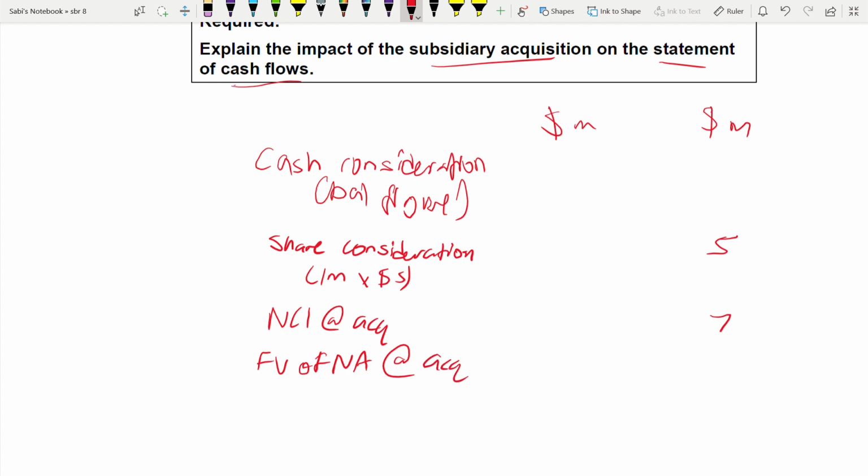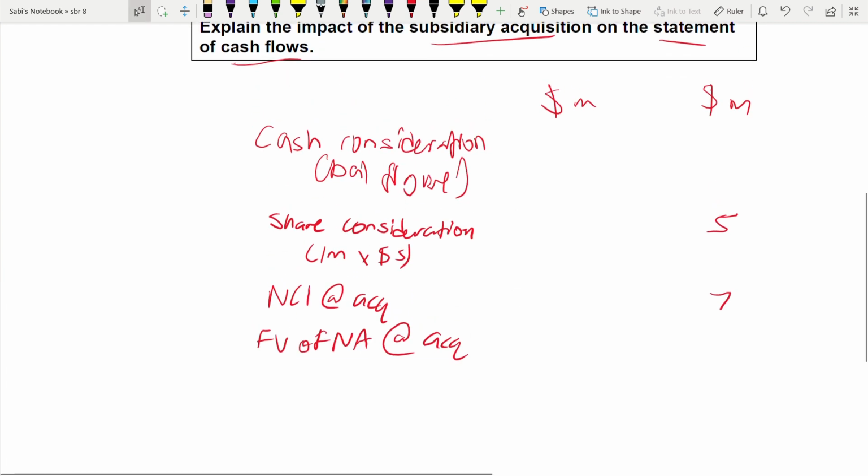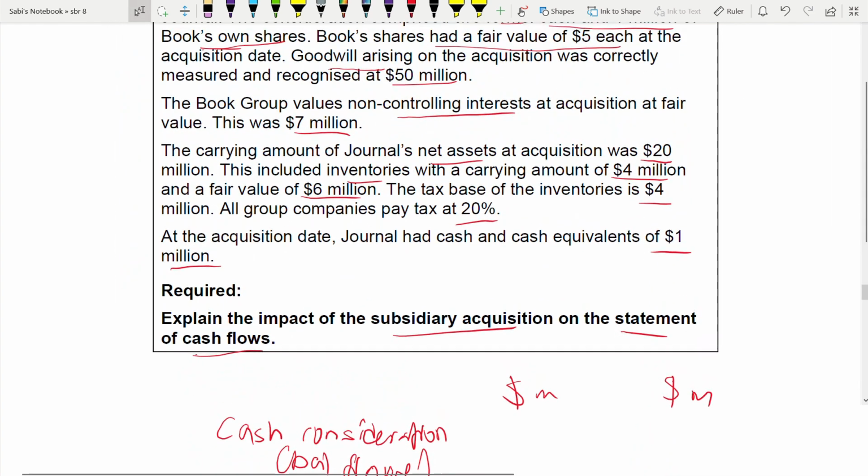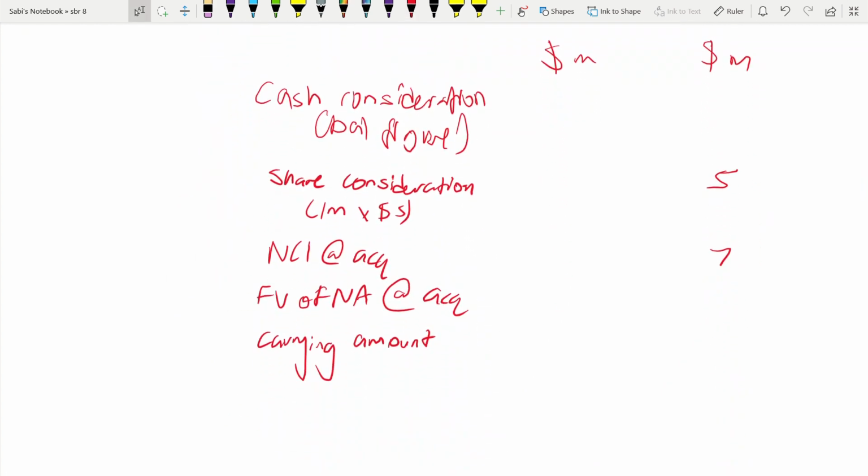Again at acquisition, but this time the working has to be done inside the column, in the first column. We have been given inventories separately. There's an increase in that value. How much is the carrying amount at acquisition of the net assets? 20. And out of that, included in that was inventory of 4 million, but the fair value is 6 million. So you have to increase the inventory by 2 million more. That increase was not there in that net asset. So carrying amount is 20. Inventories uplift is 2 million, only the difference between 6 and 4. And then what else? Think. This is a little bit tricky for you to come up with.